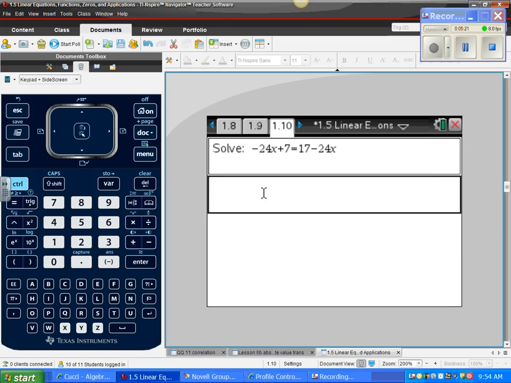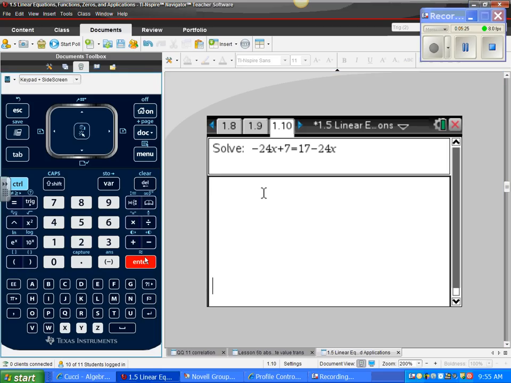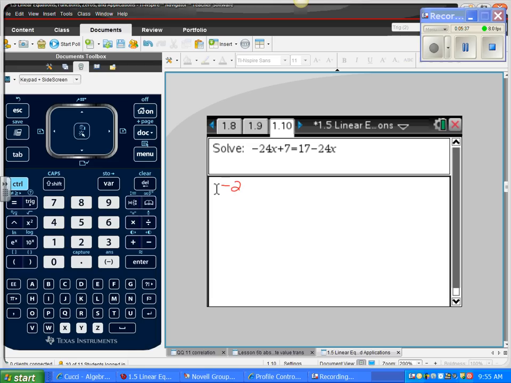Okay, let's try another one. Again, we're isolating the x. So we're going to start by getting all of the x's to one side. So we're going to start by adding over the 24x.